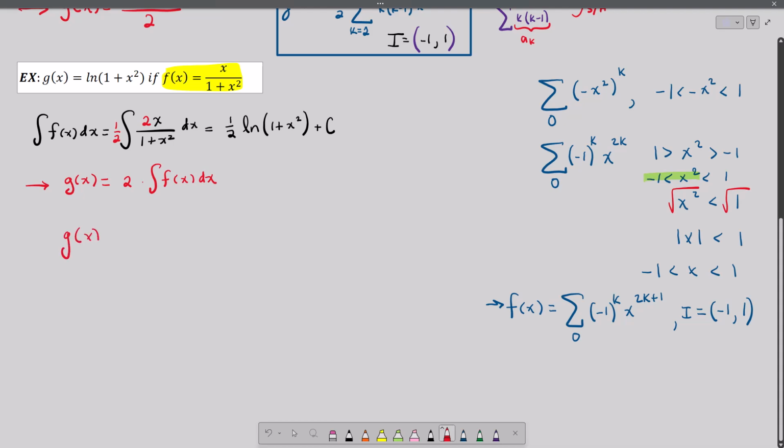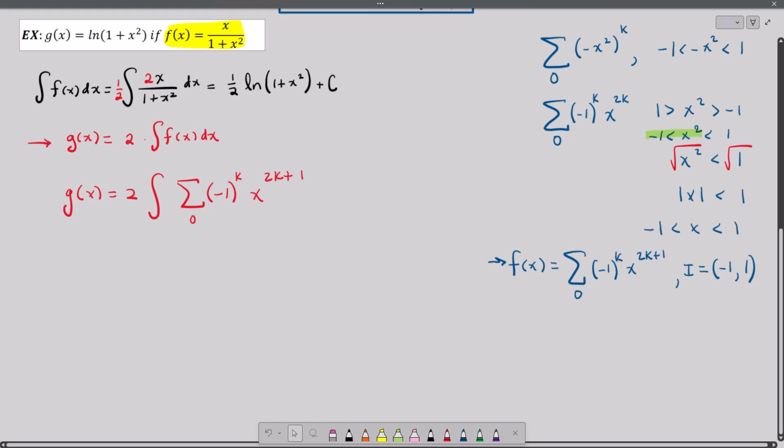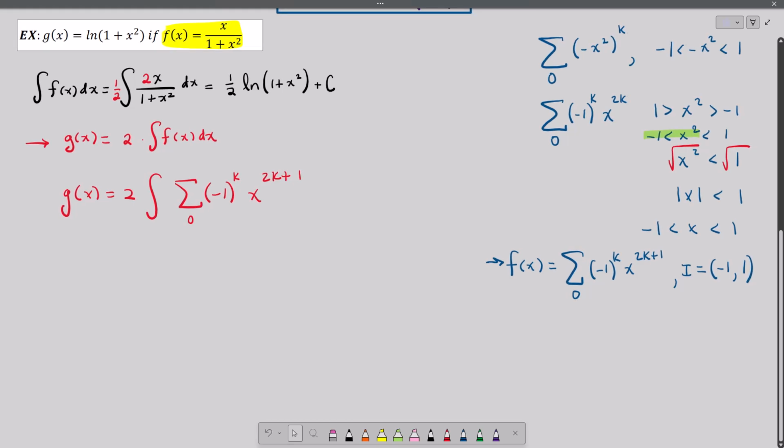So g is 2 times the integral of f. Well, f is this power series that we just created. And we'll worry about the interval of convergence in a moment. What we saw on Tuesday was that if you integrate or differentiate a power series, the endpoints don't change for the new interval of convergence, but maybe convergence or divergence at the endpoints could flip. Something could flip. So now we have an expression for g. So let's go ahead and do this integration.